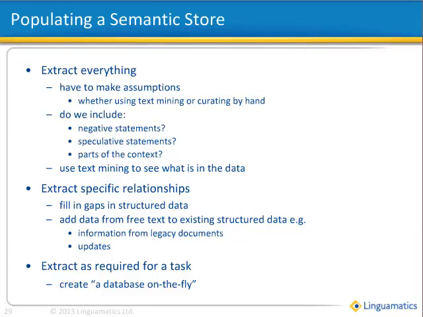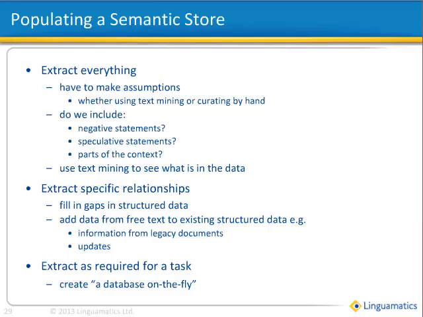To give an example of populating a semantic store, there tend to be a few different approaches. One approach is to try to extract everything. This is typically quite challenging because you tend to have to make assumptions whenever you're extracting information to create a database, and that's true whether you're using text mining or doing it by hand. You have to make decisions. Do you include negative statements or speculative statements? What parts of the context around the statement are you going to include with it? So you have to make those decisions, and sometimes for different applications you need to make different decisions.